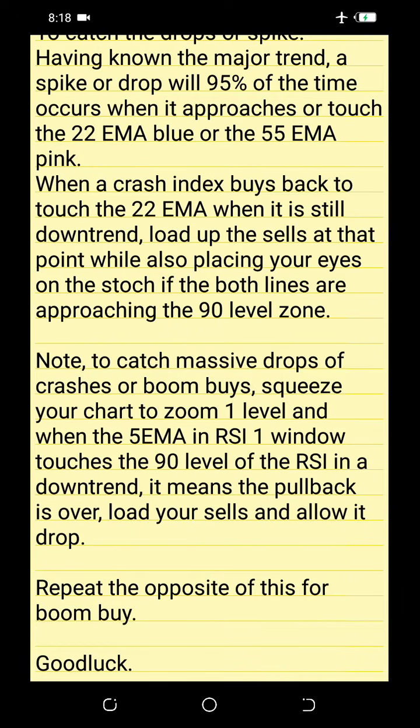Finally, repeat the opposite of this for boom. We didn't really talk about boom, but it is exactly the same thing. Whatever I've said in crash, apply the same in boom, in the opposite direction. All right, it will work for you. I pray for you that you will succeed.